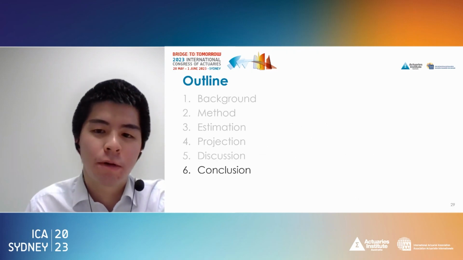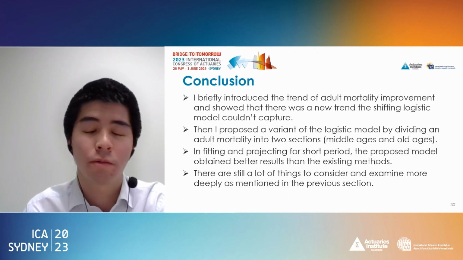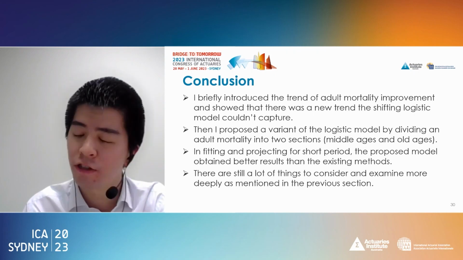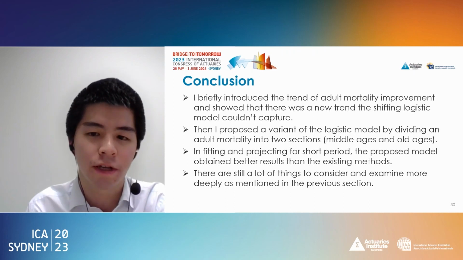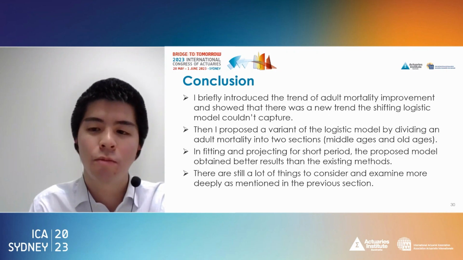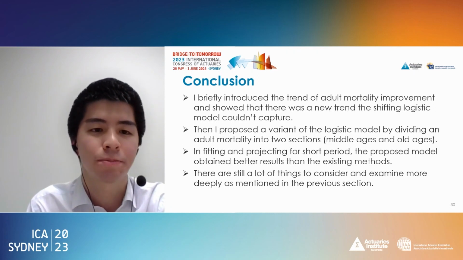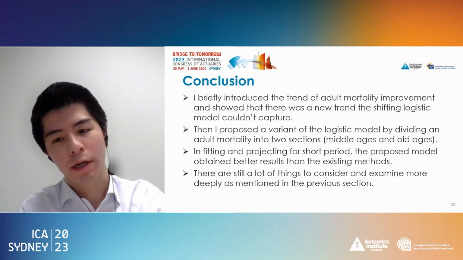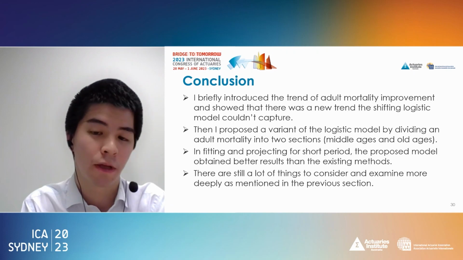Okay, here is the summary of the presentation. I started with a brief introduction of the trend of adult mortality improvement, and I showed that there was a new trend. In other words, recent mortality curve had a shape of 2-step increase at middle ages and old ages. Then I proposed the new model by dividing the logistic model into 2 sections. Also, I tried another version where the slope parameter of middle age mortality, or beta 1, is fixed.